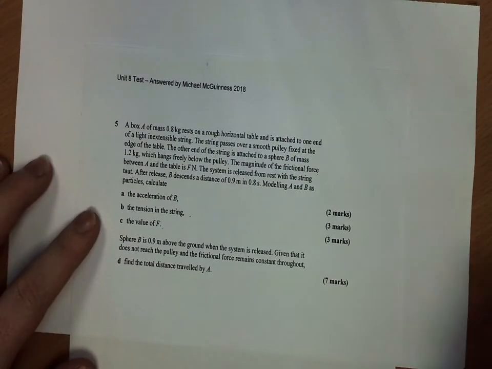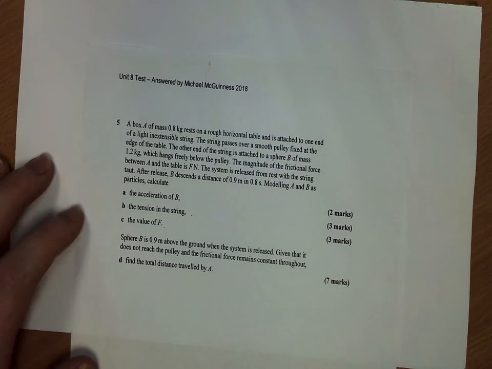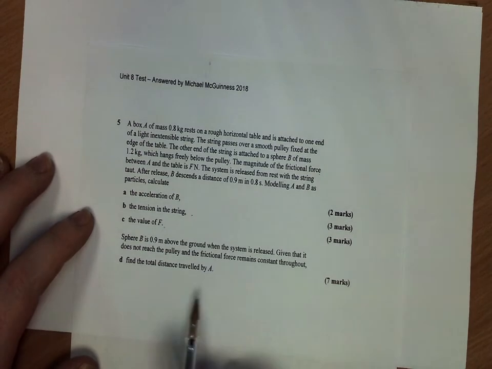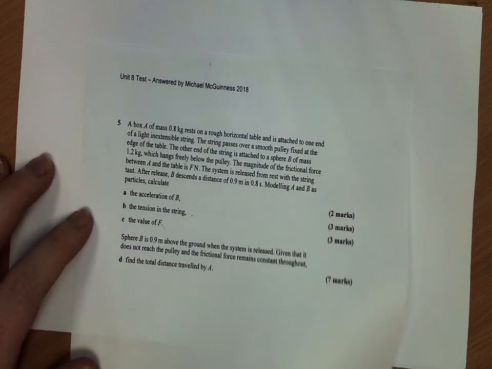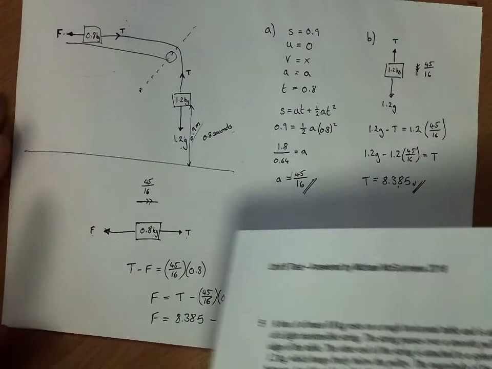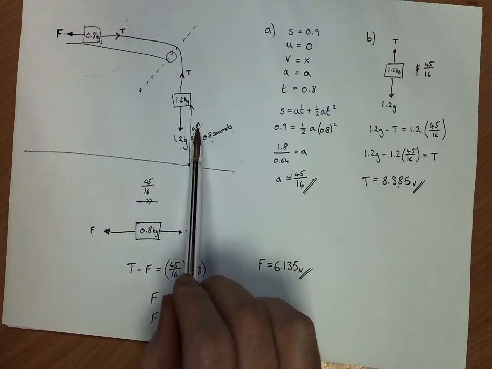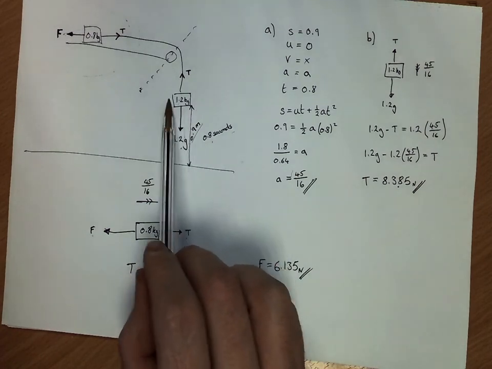This is the worked solution to unit test 8, question 5. This is the second part of the question, and I'm going to be looking at part D. In the first part, we were dealing with two connected particles, like so. Then what happens after 0.8 seconds and 0.9 meters, this sphere hits the floor.